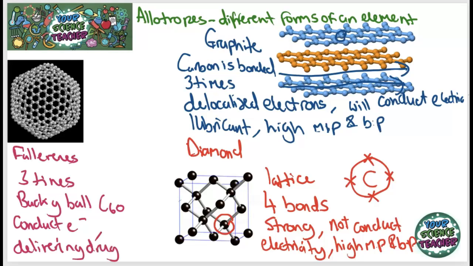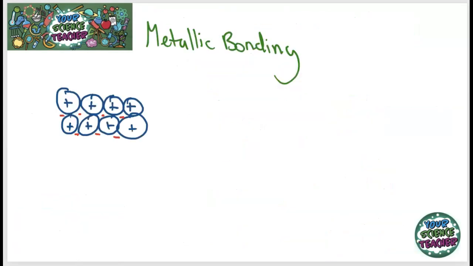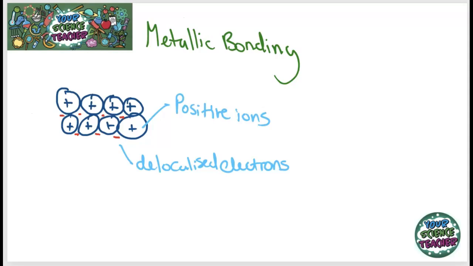Alright, we are on to our last type of bonding. We are going to look at metallic bonding, and then we're about halfway through the syllabus. So, metallic bonding, what is it all about? Well, in metallic bonding, you have positive ions, and you also have some delocalized electrons, these little red negative charges in your structure. And it's these delocalized electrons that control many of the properties of metallic bonding.